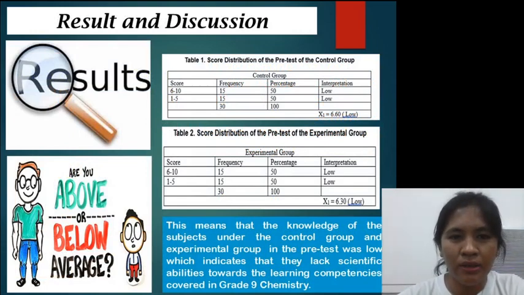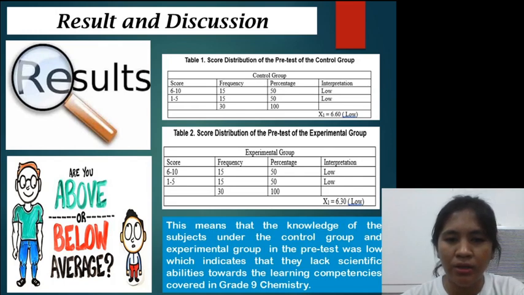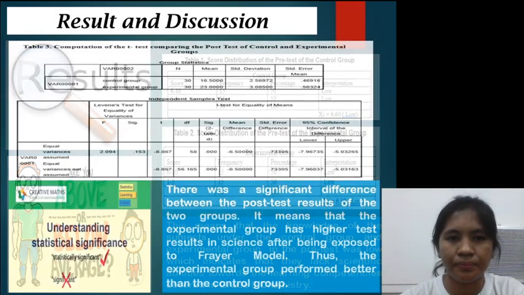Table 1 and Table 2 show the distribution of the pretest of the control group and experimental group. This means that the knowledge of the subject of the control group and experimental group in the pretest was low, which indicates that they lack scientific ability towards the learning competencies covered in grade 9 chemistry.